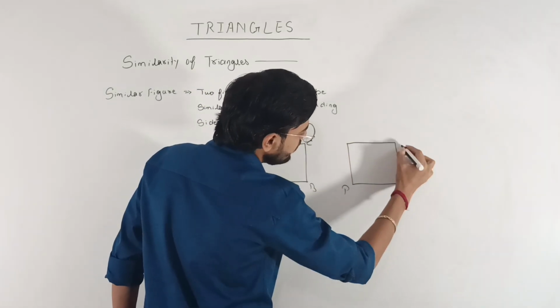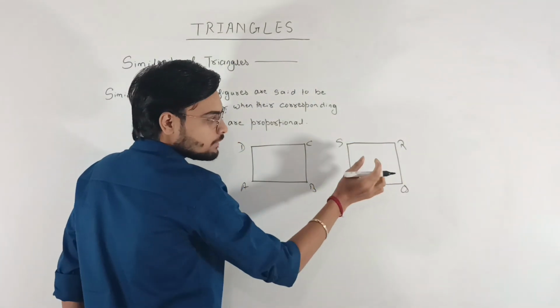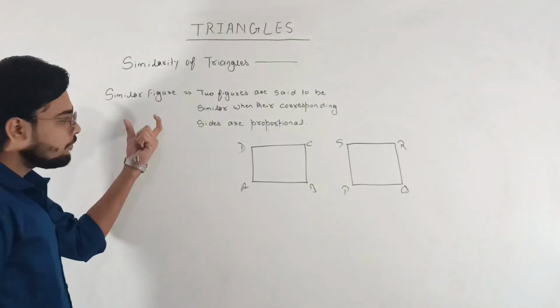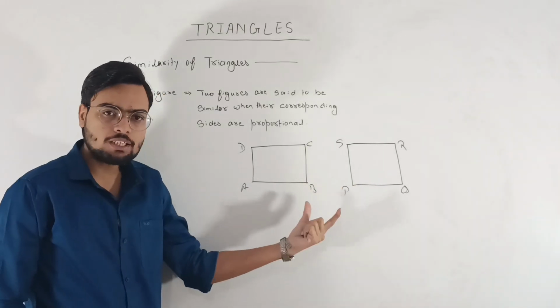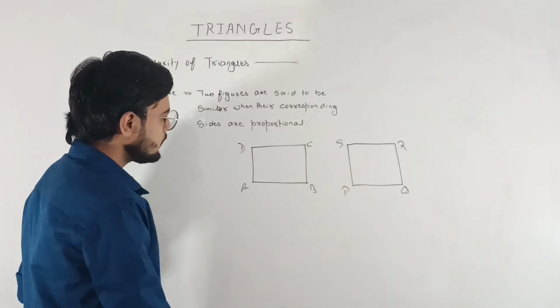This is PQRS. Now this one is a square ABCD and this PQRS is also a square. Okay. Now according to similar figures, when the sides of both squares are proportional, then we say that these two squares ABCD and PQRS are similar.